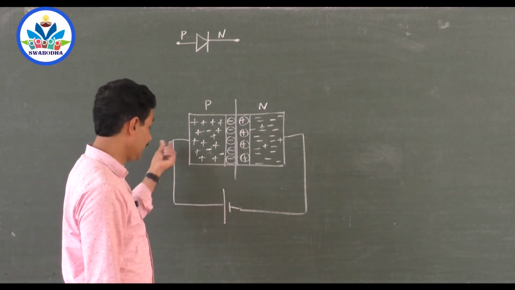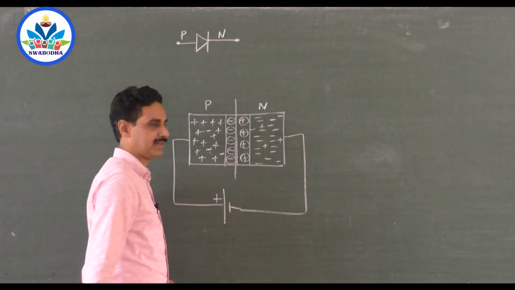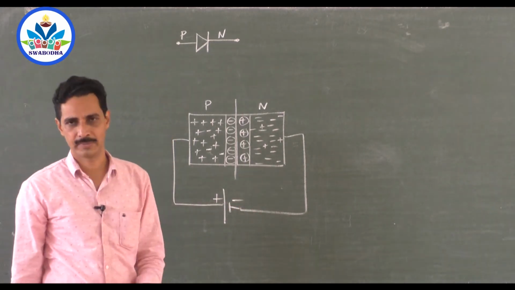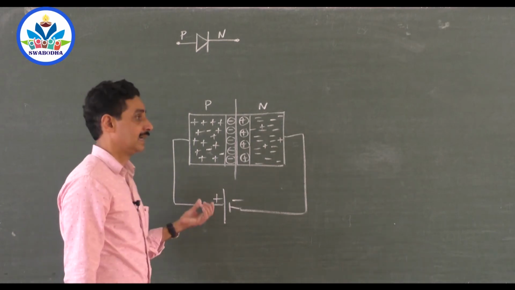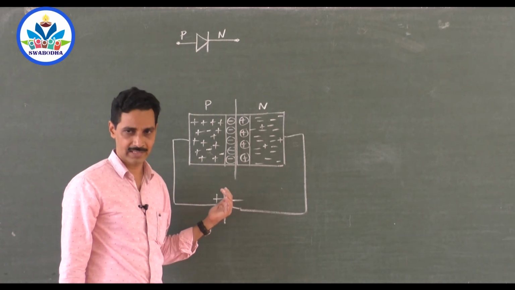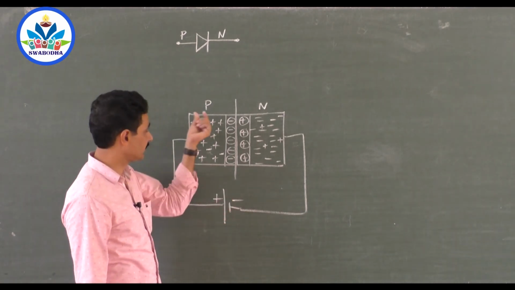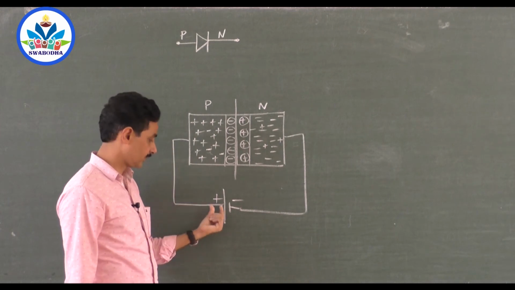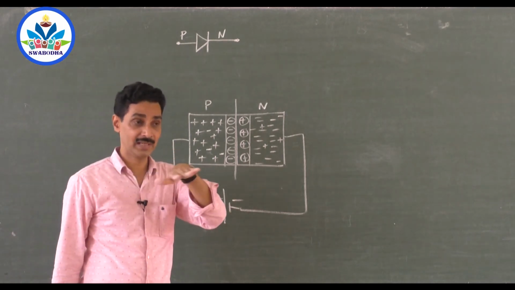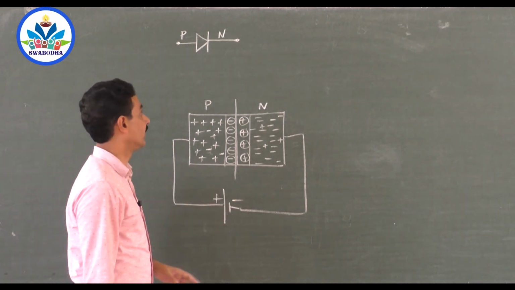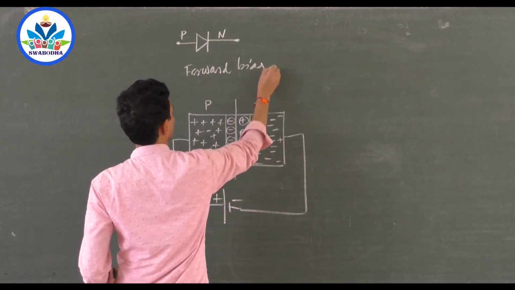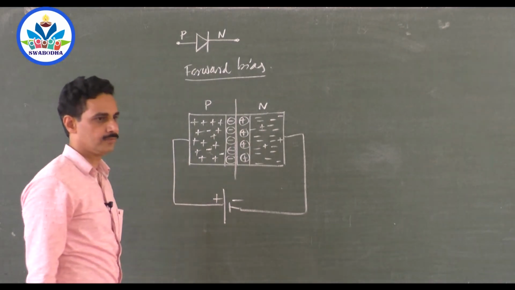So if the P side of the diode is connected to the positive of the battery and the N side of the diode is connected to the negative of the battery, then it is called forward bias. Forward bias is a way of supplying energy to the junction, or to electrons and holes, the majority carriers or any charge carrier, by connecting the P side of the diode to the positive of the battery and the N side to the negative, because the diode has two regions, the P region and the N region. This type of connection is called forward bias. Okay, forward bias is over.